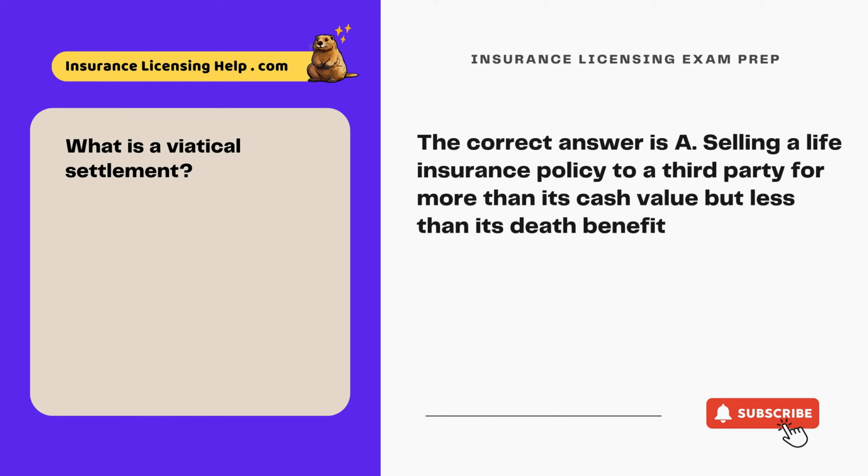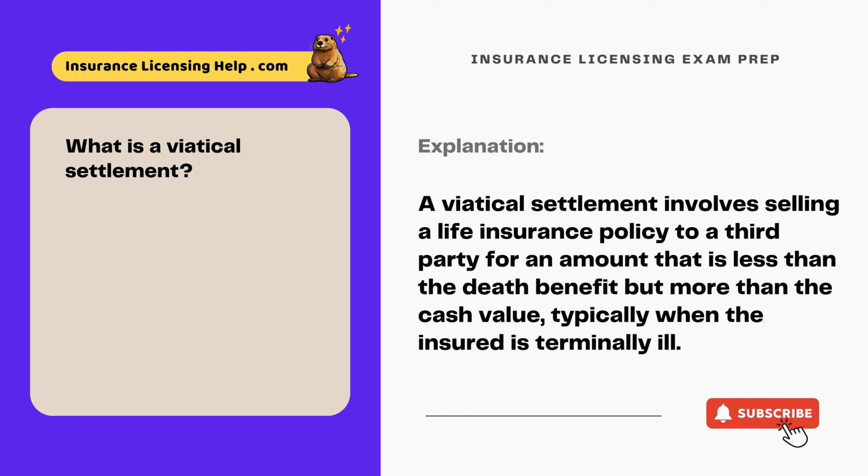The correct answer is A. Selling a life insurance policy to a third party for more than its cash value but less than its death benefit. A viatical settlement involves selling a life insurance policy to a third party for an amount that is less than the death benefit but more than the cash value, typically when the insured is terminally ill.